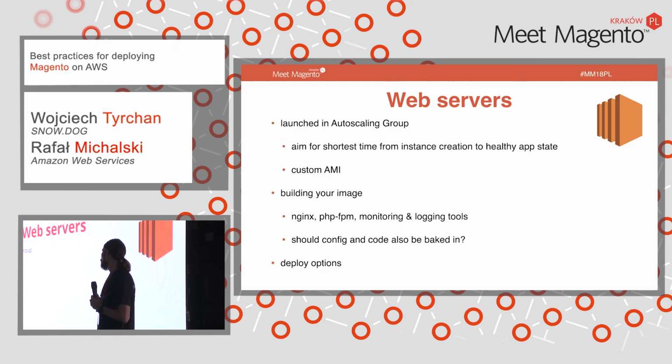Next, they are all launched in an autoscaling group. So we want to aim for the shortest time from instance creation to the healthy, up state, when the application actually starts serving requests. How to do it? Well, custom AMIs. AMIs are Amazon Machine Images. They are like, let's say, Cloud ISOs by Amazon.